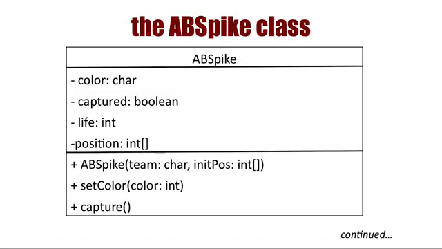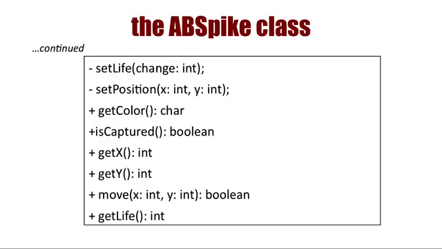Here is an overview of the AB Spike class to summarize. The class has 4 fields that we have labeled as private. There is a constructor for the class, and here are two of the public methods. Continuing with the class, we have the two private set methods, and then the rest of the public methods.